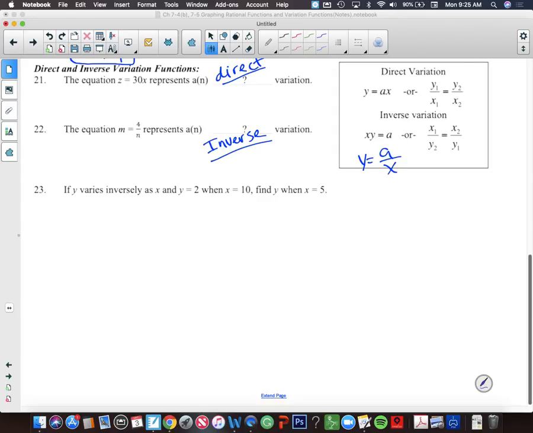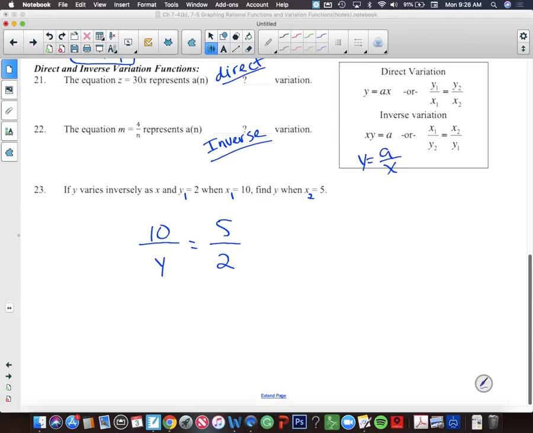Okay, so 23, this is inverse variation using the proportions. If y varies inversely as x and y equals 2 when x equals 10, so that's like your y1, x1. Find y when x equals 5, so that's like x2. So then we just throw it in our proportions there. Okay, so x1 is 10, y1 is 2, so y1 is down here. Then we have x2 up here. Find y when x equals 5. So that's the one we're looking for.